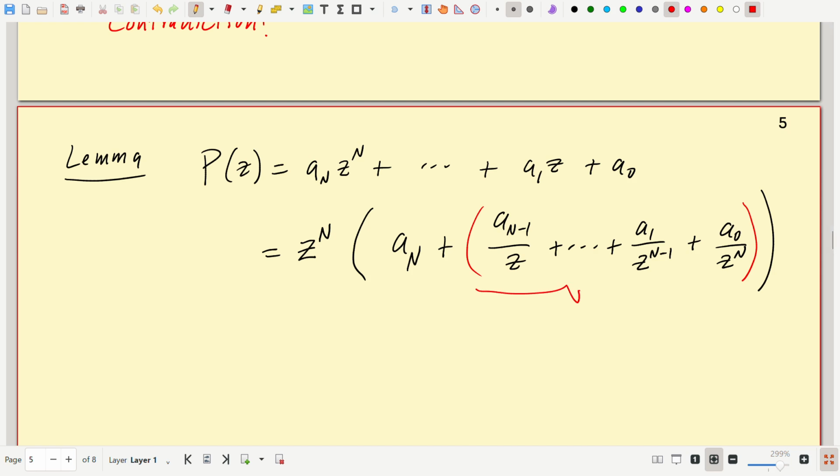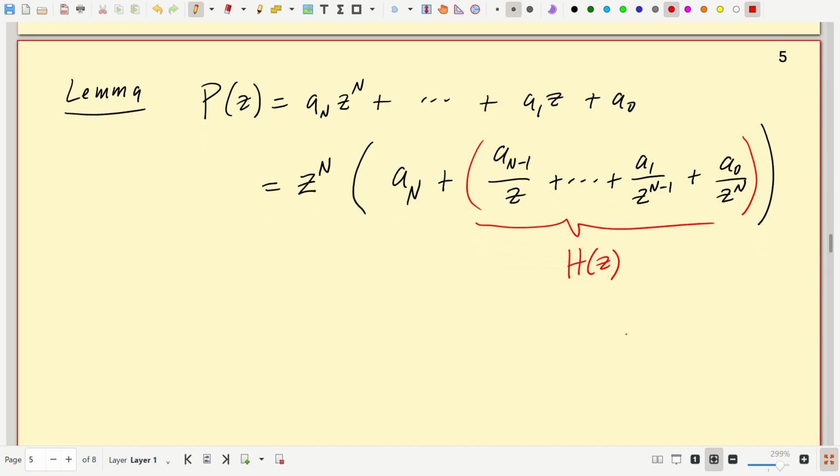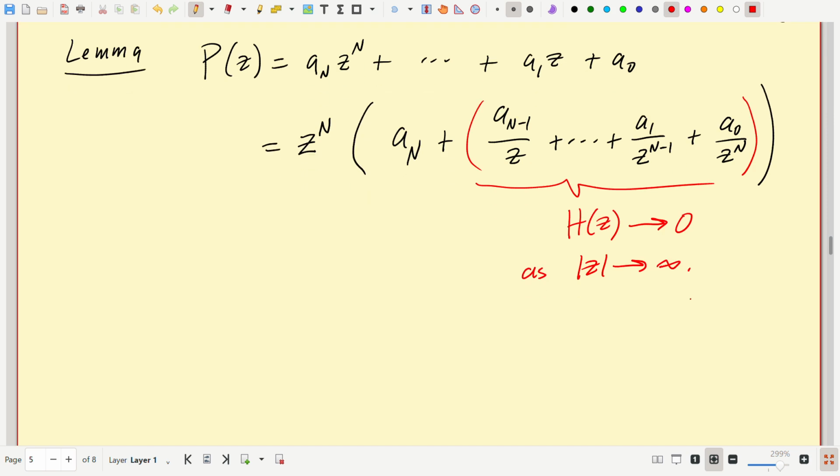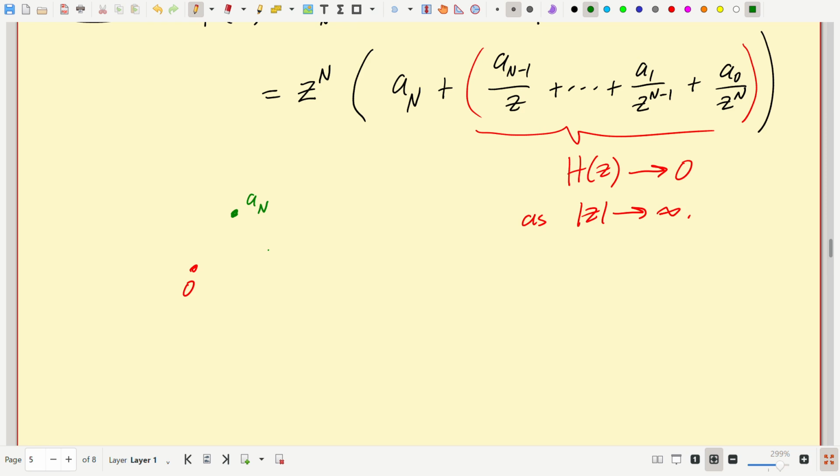So let's call this h of z. h of z goes to 0 as the modulus of z goes off to infinity, because I'm dividing by those things which are gigantic. And so if you think of, here's 0, here's a_n, which is not 0. If I want to keep that thing in the parentheses away from 0, I just have to pick z big enough in modulus, so the picture looks like this.